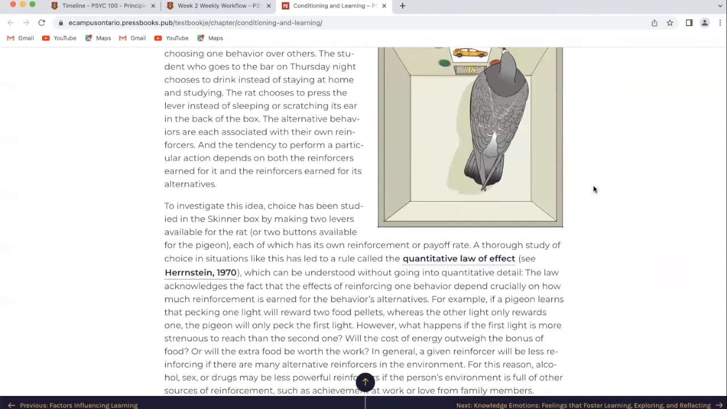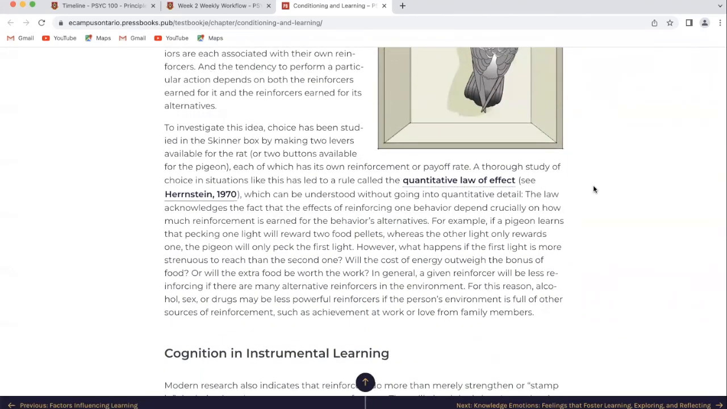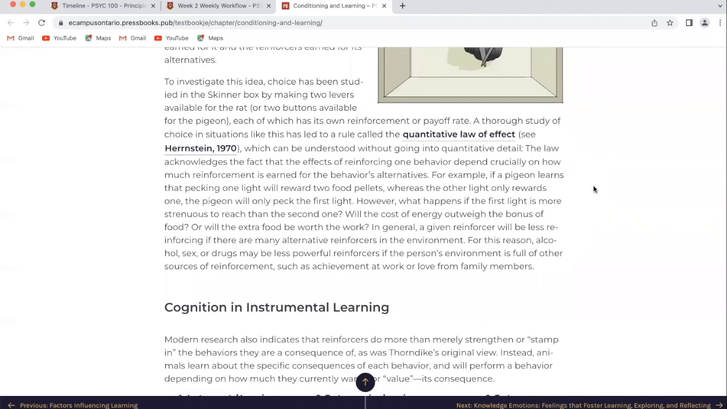To investigate this idea, choice has been studied in the Skinner box by making 2 levers available for the rat, or 2 buttons available for the pigeon, each of which has its own reinforcement or payoff rate. A thorough study of choice in situations like this has led to a rule called the Quantitative Law of Effect, which can be understood without going into quantitative detail.